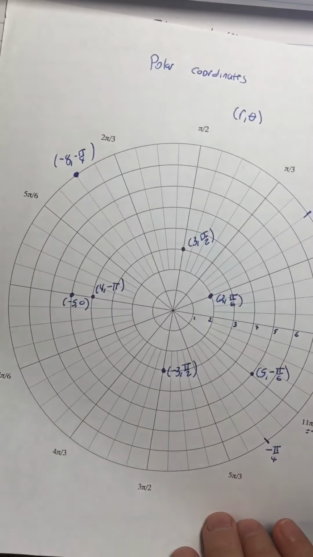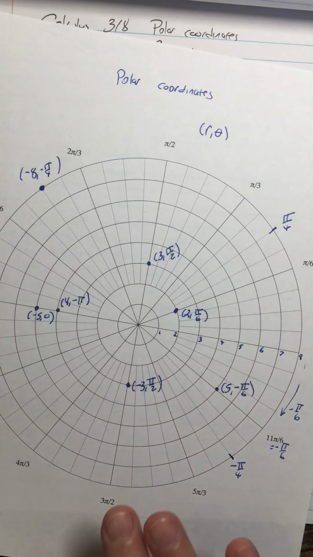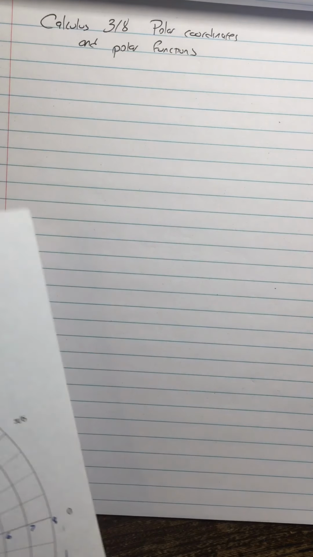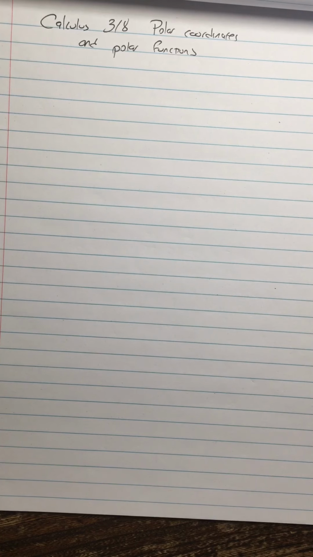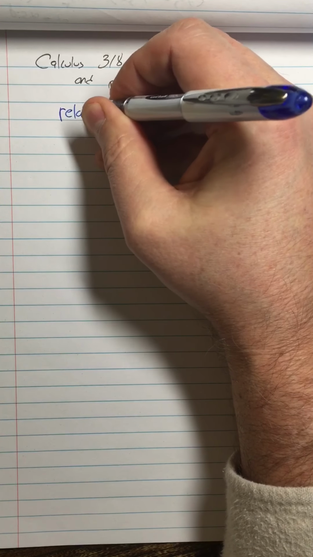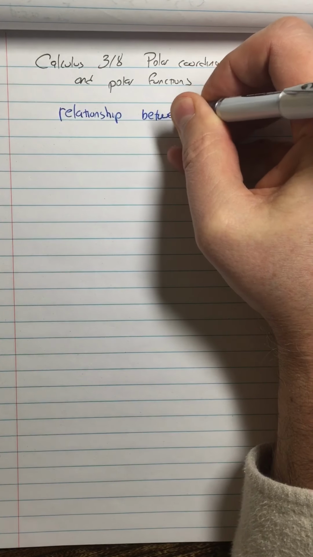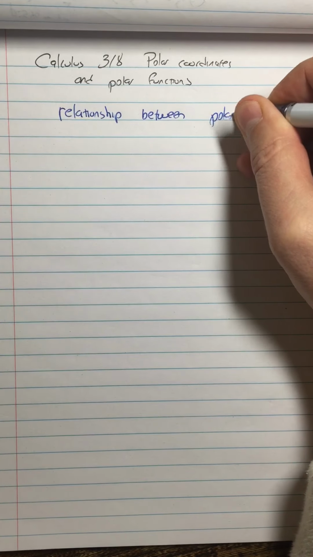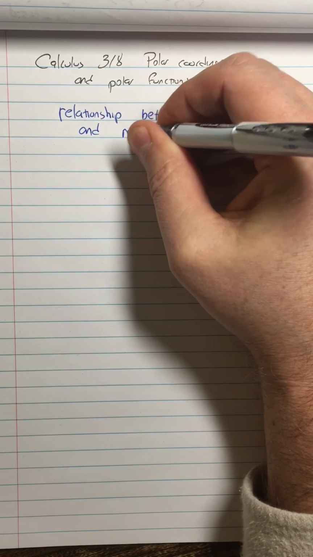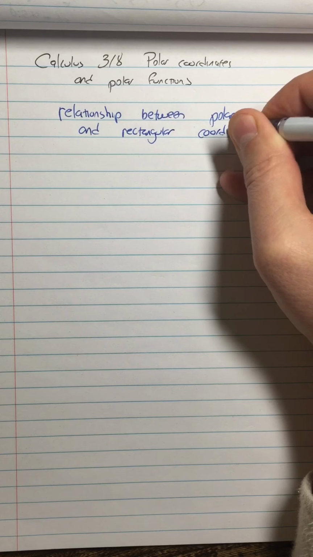Now, the next thing we want to do, we're going to do a lot of things. We're going to do integrals and derivatives with it, functions, everything, like this week. But we're going to start with the relationship between polar coordinates and rectangular coordinates. So I'll write that as a subtitle here: relationship between polar and rectangular coordinates.